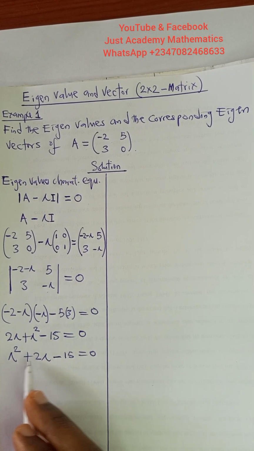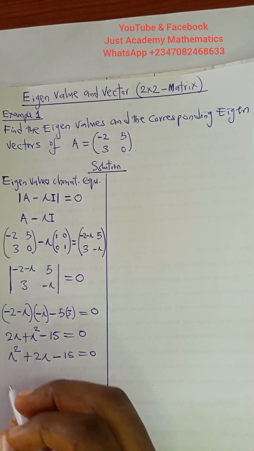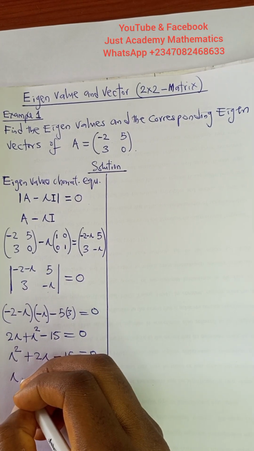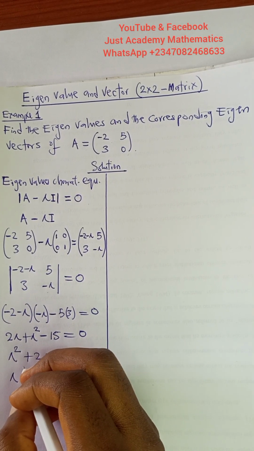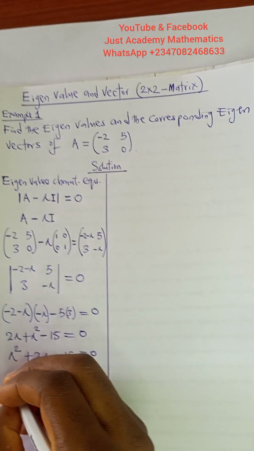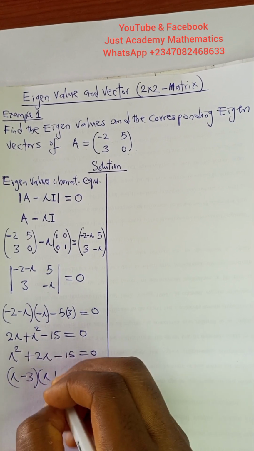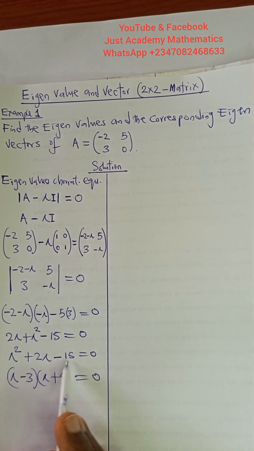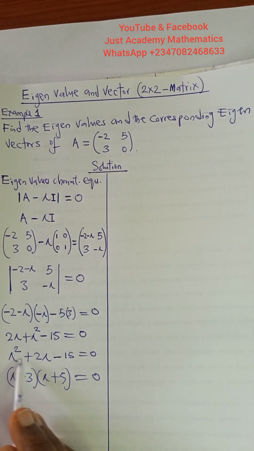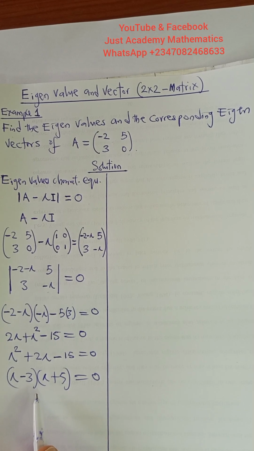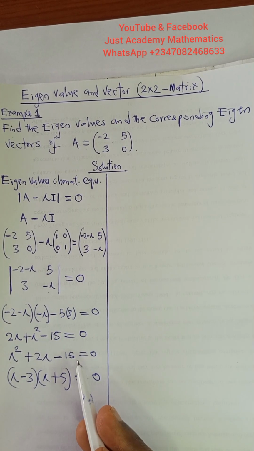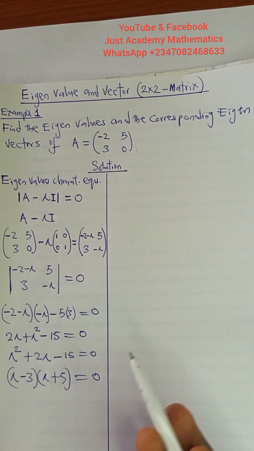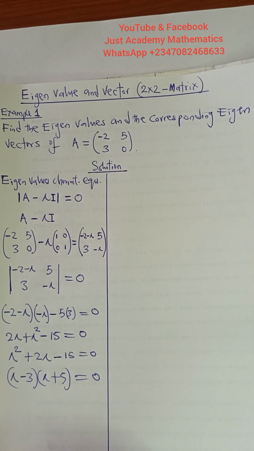So when you factorize this, you are going to get lambda minus 3, times lambda plus 5, equals 0. If you open this bracket, you get back to this. So this is just factorization of a quadratic. I believe you know that, but even if you don't and we have not treated it, you should be treating quadratics very soon. Now let's proceed.